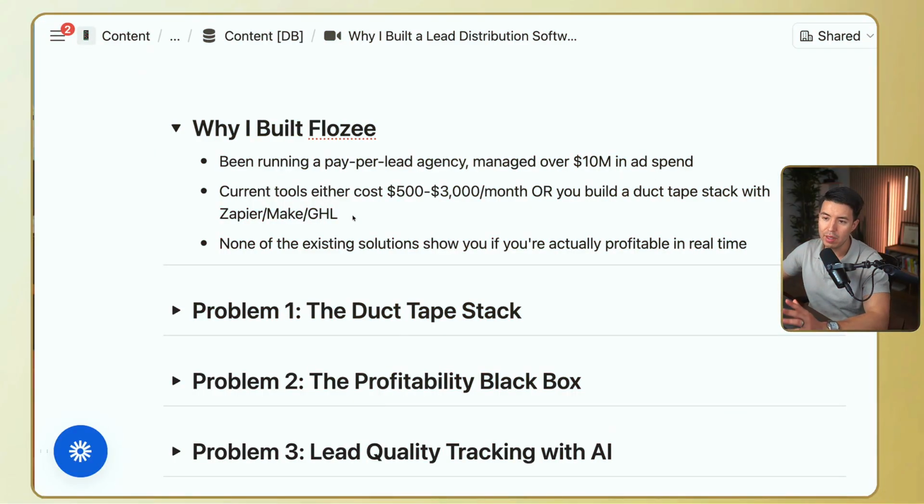Cool. So like I mentioned, I've been running a pay-per-lead agency. I manage over 10 million in ad spend. The current tools are either $500 to $3,000 a month, or you build a duct tape stack with Zaps, Make, GoHighLevel. None of the existing solutions show you if you're actually profitable in real time. You have to do some accounting setup with a Google Sheet or whatever.